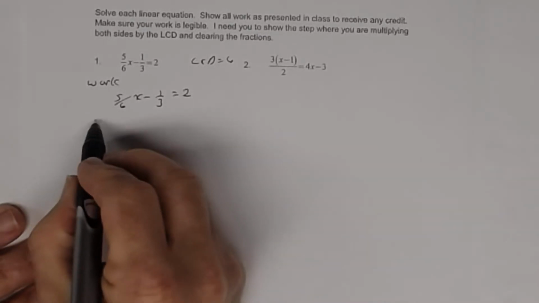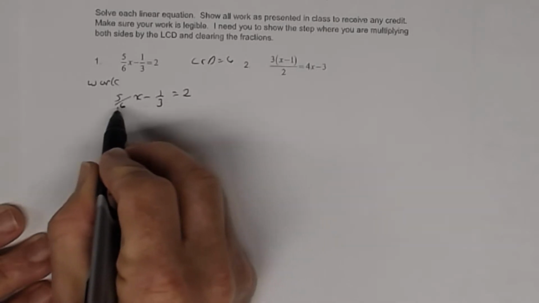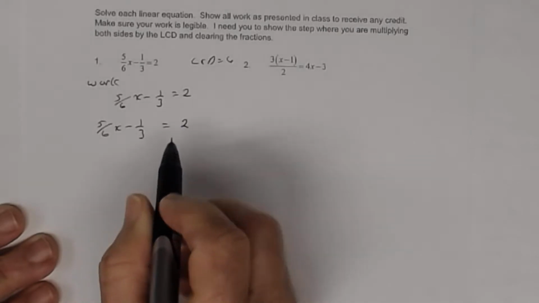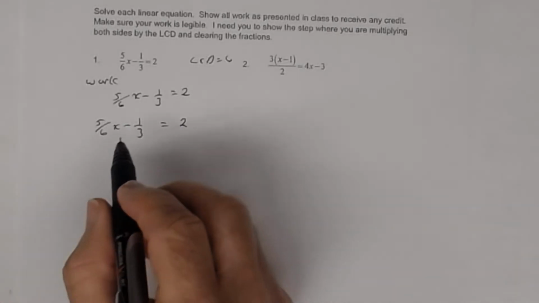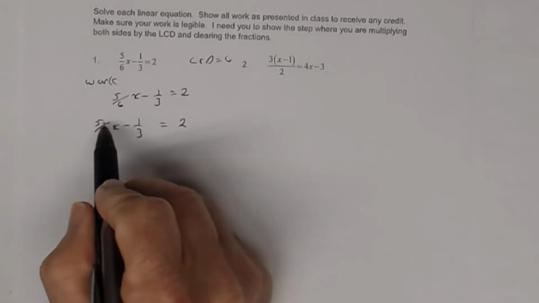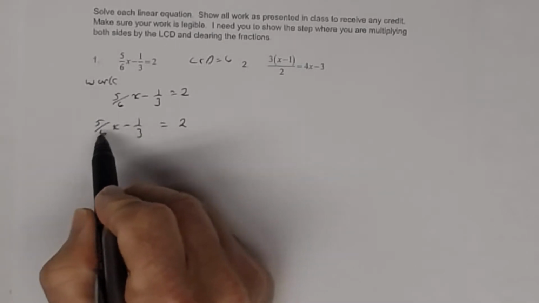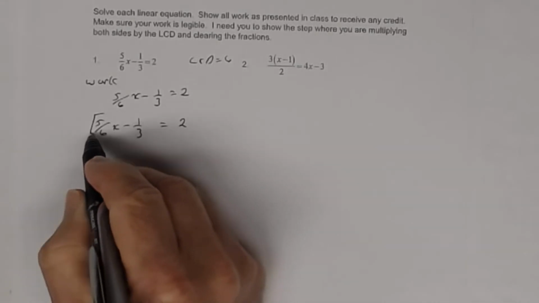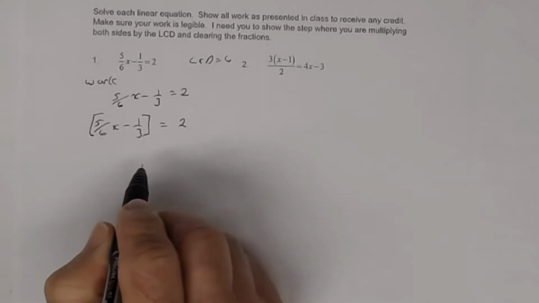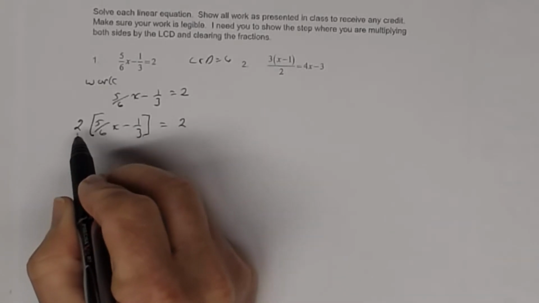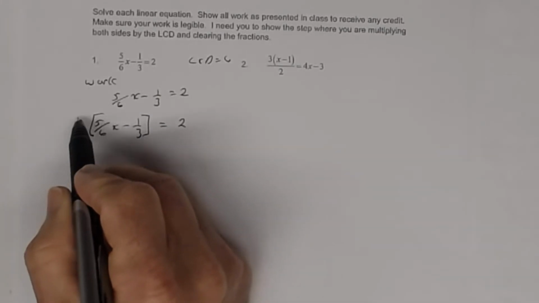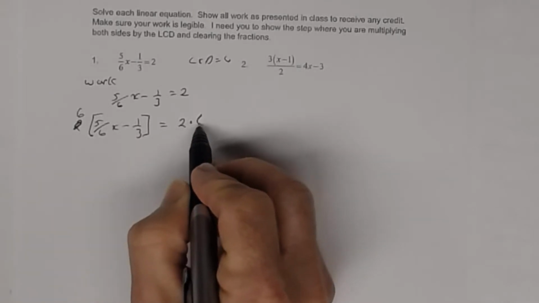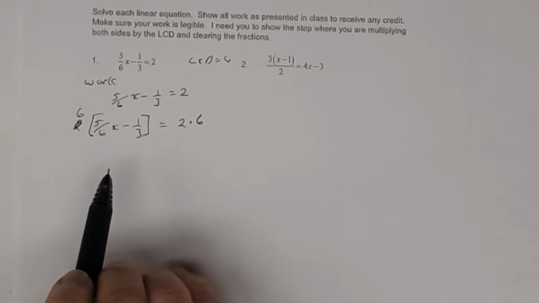So the next step is this. I'm going to go ahead and rewrite the left-hand side. So we get 5/6 x minus a third equals 2. I just rewrote the equation over, and then we're going to multiply both sides by 6. I want you to notice that on the left-hand side, there are 2 terms, 2 fractions. Both of those I'm going to put inside brackets or parentheses, it does not matter. I'm going to multiply this by 6, the least common denominator, and then what I do to the left-hand side, I also do to the right-hand side. All right, so that's the multiplication property of equality.